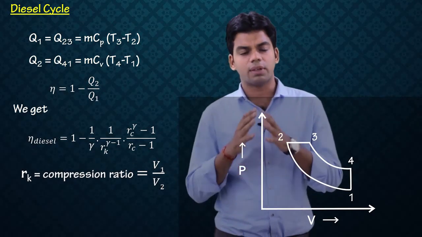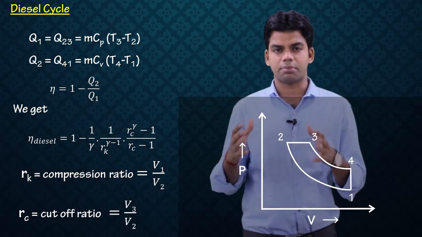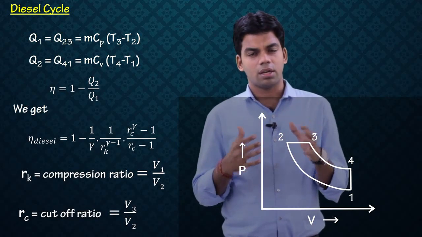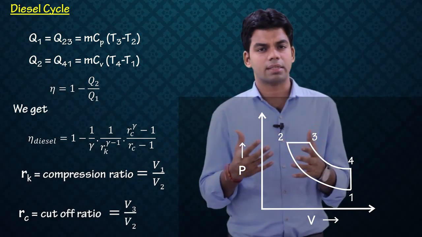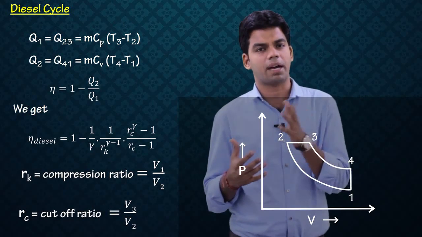Now, there is one more ratio, that is the cutoff ratio here, because as I told you, the cutoff process takes place during the heat addition process. So, 2-3 is a heat addition process, and the ratio of volume here is nothing but the cutoff ratio. So, RC, the cutoff ratio, will be equal to V3 by V2.